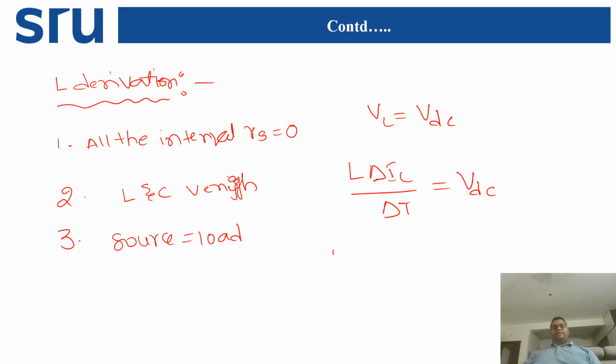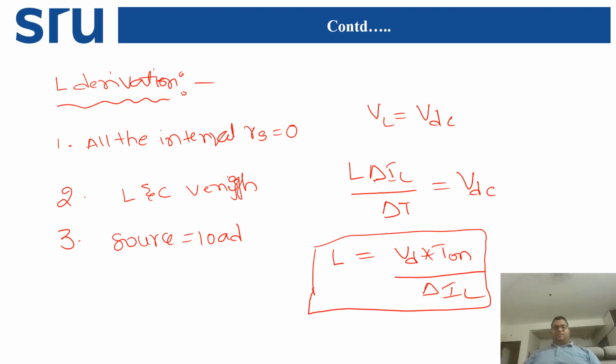From this, how can we write the inductor formula? L is equal to VDC into T on is divided by delta IL. So this is the inductor formula under the switch on condition.